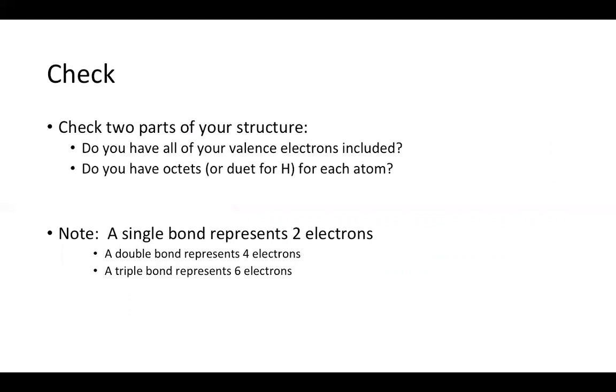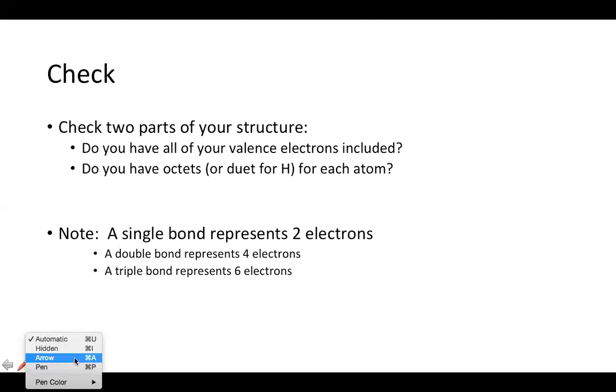So once you think you have drawn your Lewis structure, you're going to check for 2 parts. One is that you have placed all of the valence electrons that you counted up in step 2. And then the second check is to make sure that all of your atoms have satisfied the octet, or in hydrogen's case, the duet. Now, of course, and I'll mention this at the end of the video, there are exceptions to this octet rule. But in general, we're looking to satisfy octets for the atoms, except for hydrogen, which just wants a duet.